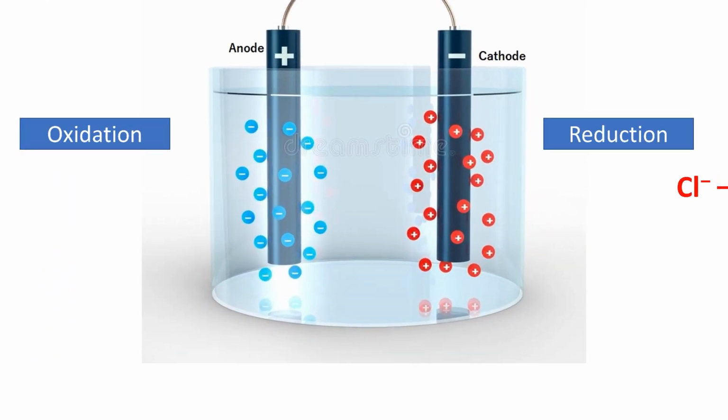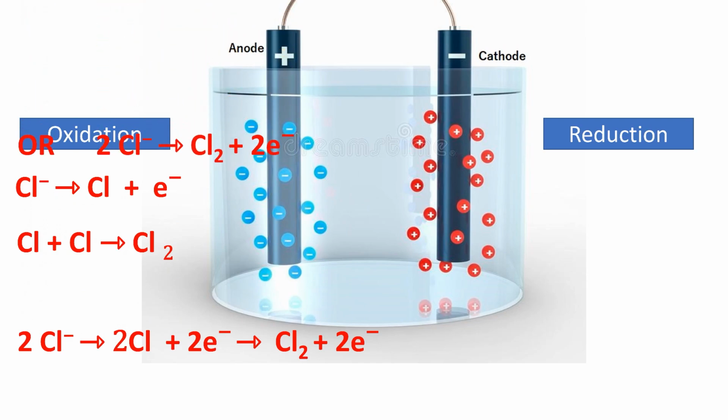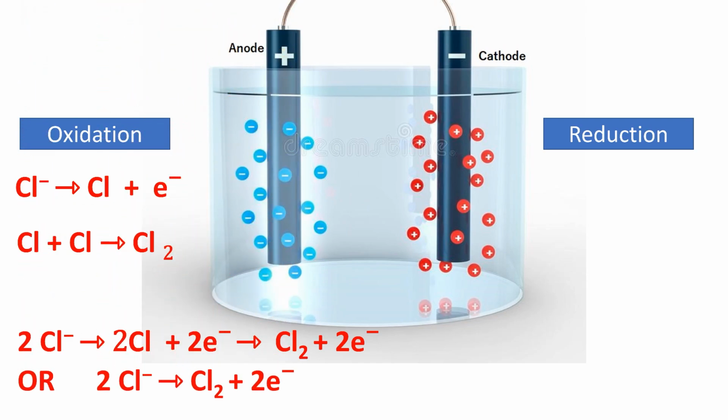And for the chloride ion, Cl-, that moves to the anode. At the anode it loses 1 electron to form first a chlorine atom, then 2 of the chlorine atoms combine to form a chlorine molecule. So we can write the equation together as 2 Cl-, 2 chloride ions, together lose 2 electrons to form 2 chlorine atoms first, then they combine to form a chlorine molecule. As they are losing electrons, these reactions are oxidation, and we write the electrons on the right hand side.